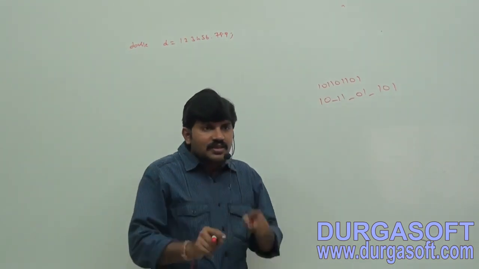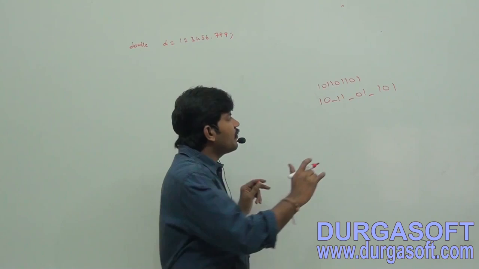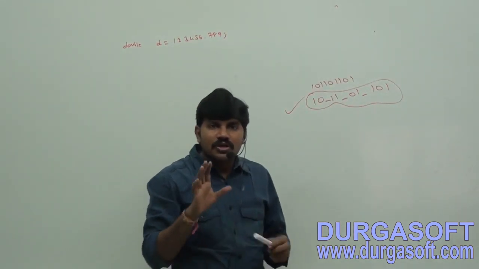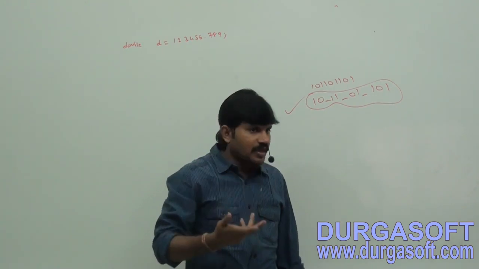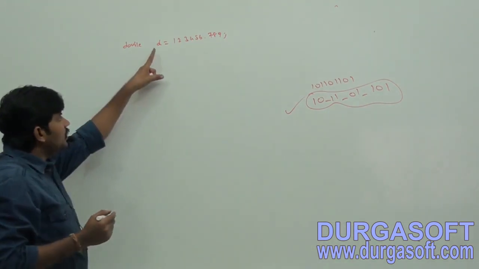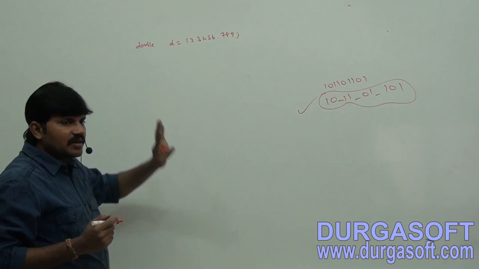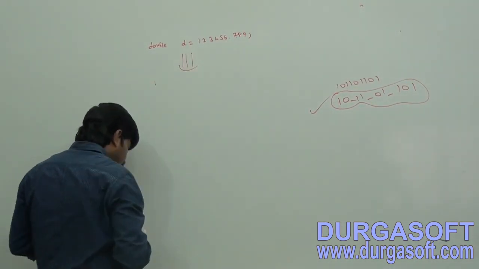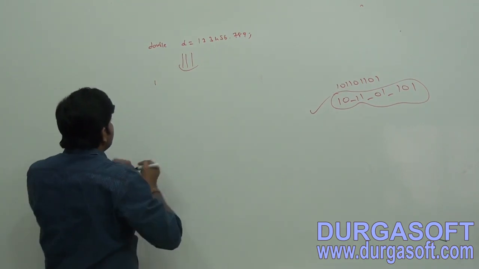Usage of the underscore symbol between the digits of a numeric literal. The main advantage of this is that the readability of the code improves. Double d = 123456.789, but from 1.7 version onwards, if you want, you can write it like this also.